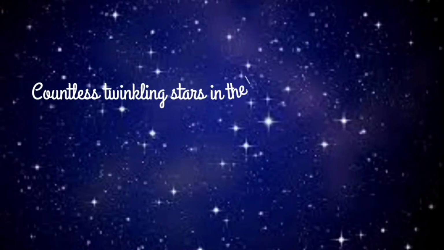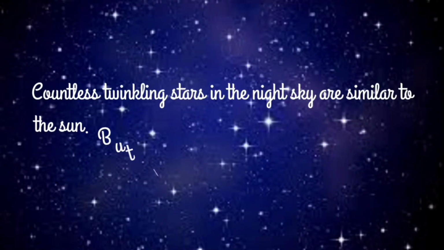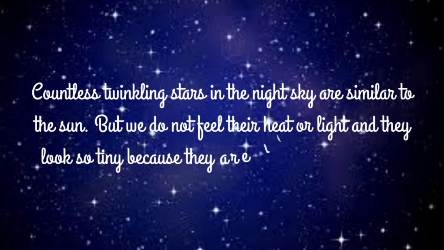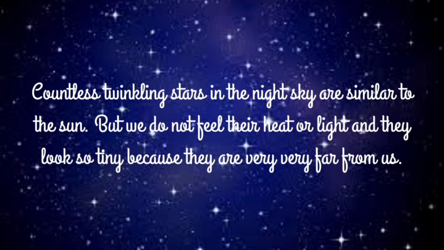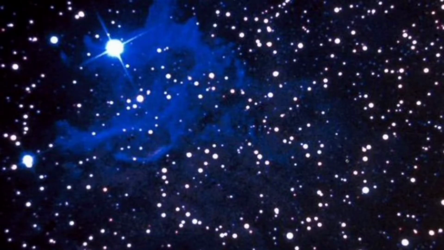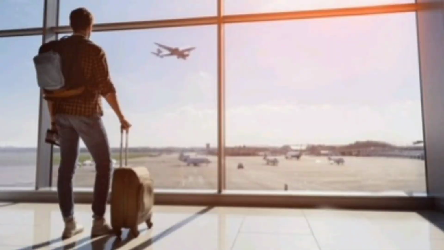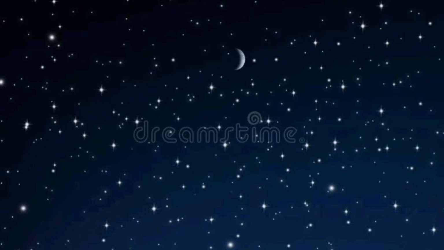Countless twinkling stars in the night sky are similar to the sun, but we do not feel their heat or light, and they look so tiny because they are very far from us. You might have noticed that objects are smaller when seen from a distance. Think of an aeroplane, how small it is when it is flying in the sky. A similar thing happens in the sky too. As the distance from us increases, objects seem to become smaller and smaller.